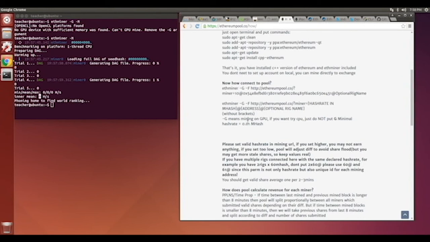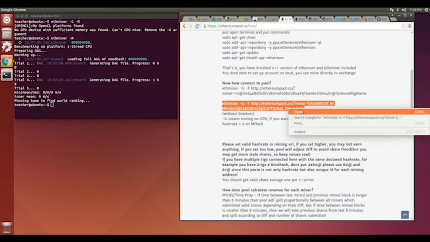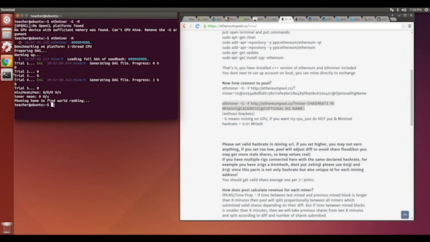So here's our bit about connecting to the pool. So how we're going to do that: we're going to take this little template here and paste that in. Right, so we're contacting the program that we just installed. I don't know if it's going to work with this G. I might have to take that out.